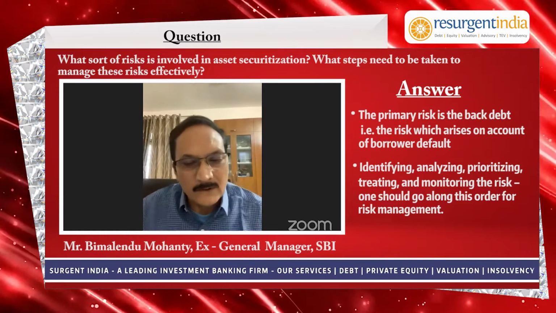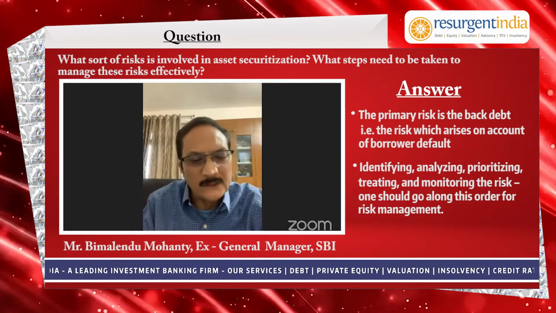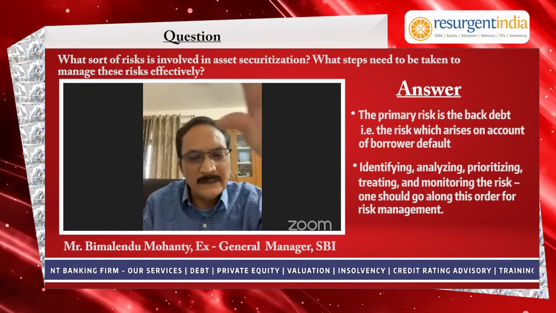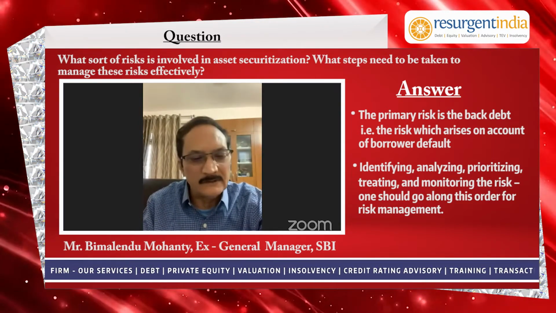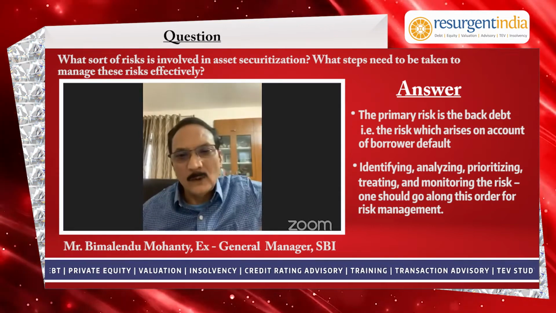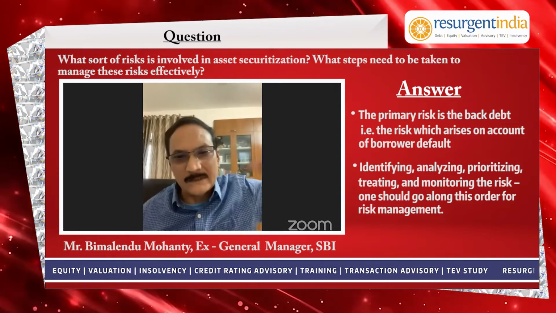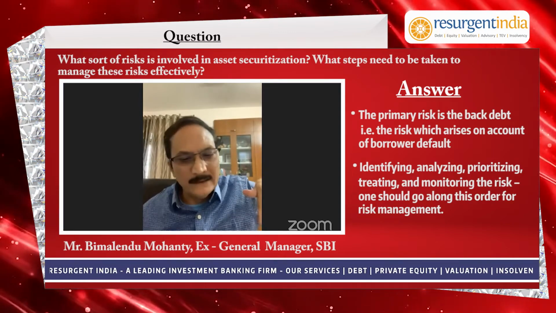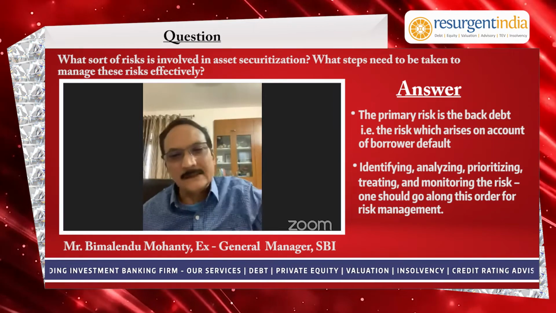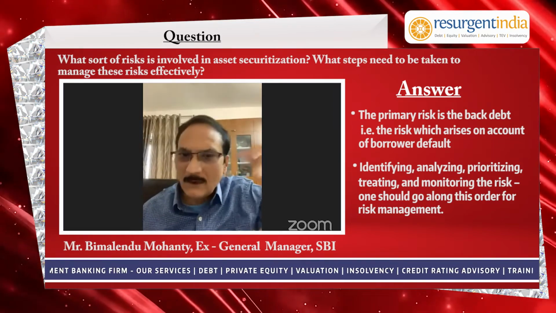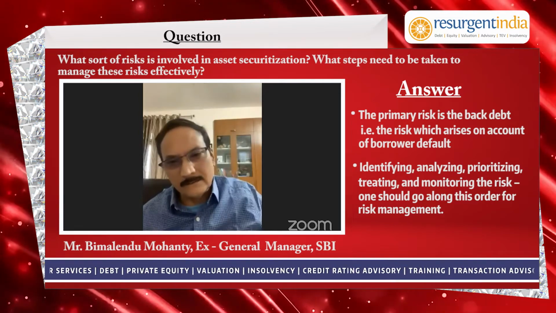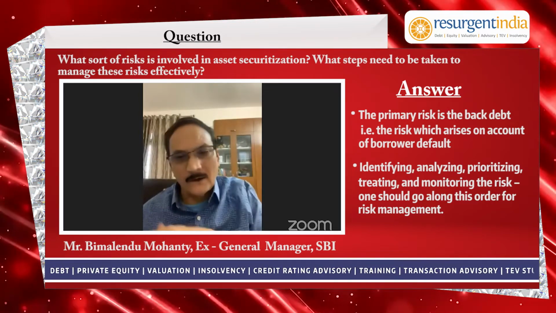So to manage the risk, there are a couple of things which I can touch upon. First of all, we have to identify the risk. What risk can we perceive? Analyze the risk, then prioritize the risks one by one: which comes first, which comes last, number 1, 2, and 3. Then treat the risk. How you treat the risk, in which way you treat the risk. Then gradually monitor the risk as you go along.